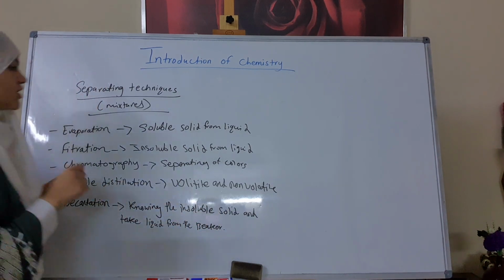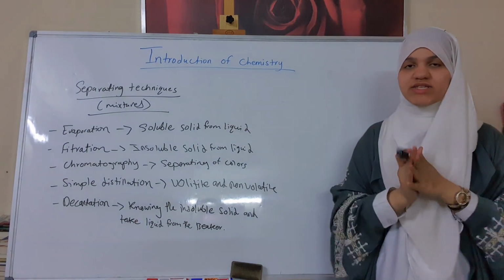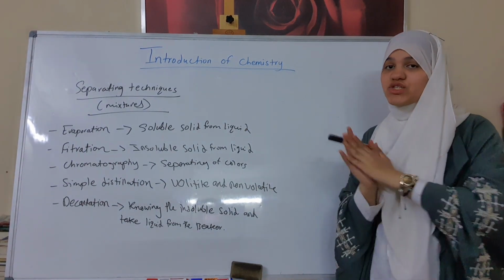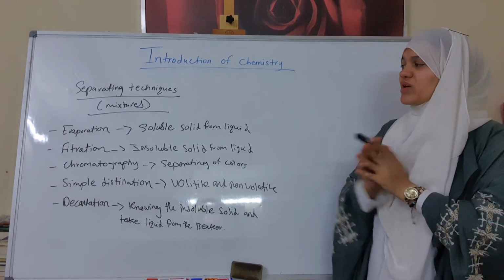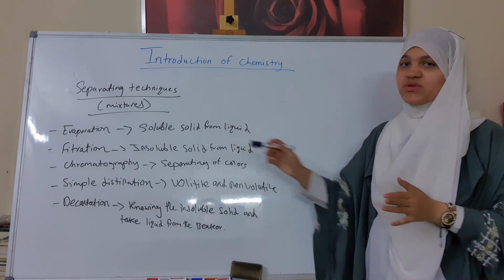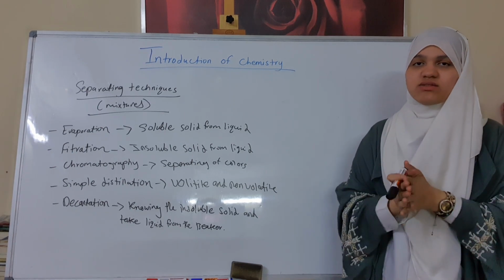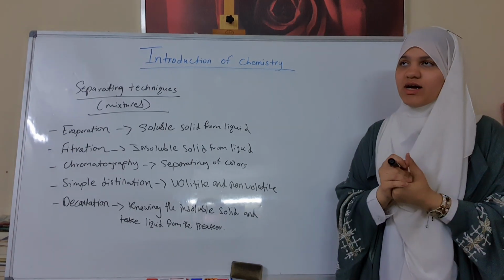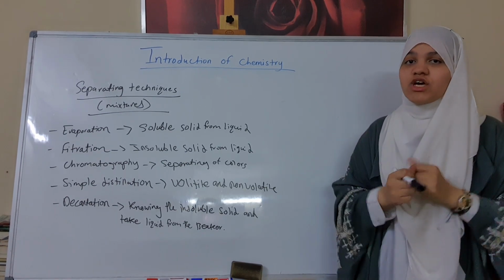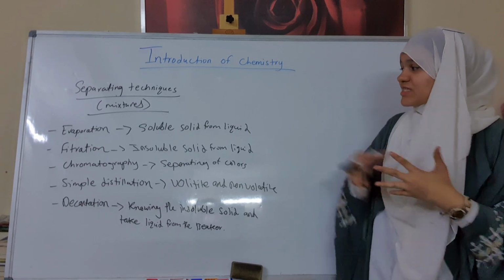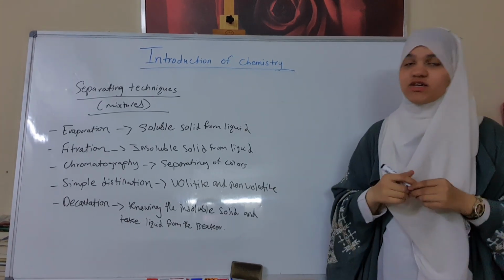Alright? So right now here what do we have is evaporation. Soluble solid from liquid. When we are saying soluble or insoluble, that means it's dissolved or undissolved. So for soluble, that means it's dissolved. So when it says dissolved solid from liquid, that means the solid that's inside the liquid is already dissolved in it. That means you can't catch that solid. It's already inside the liquid and it's dissolved. So how could you separate this soluble solid from liquid? By using the evaporation technique, right?